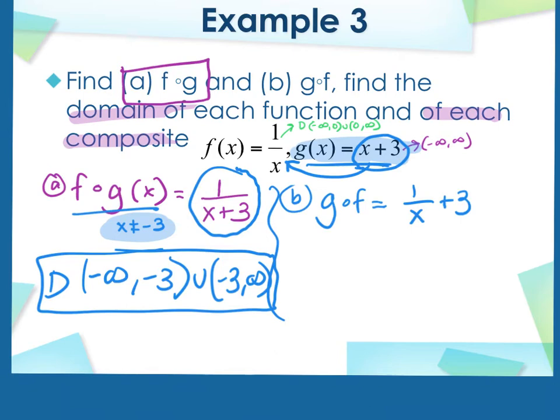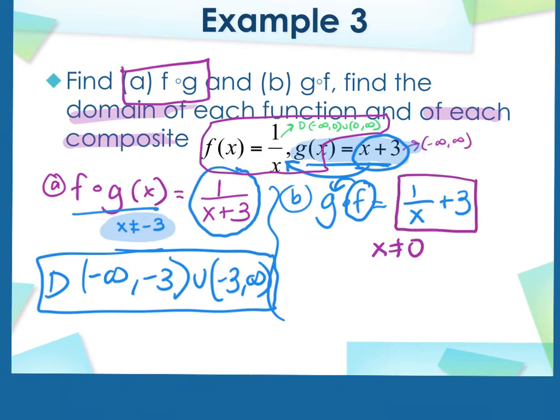Now look at b. We took f and plugged it into g. So I have to look back at the f of x and say, was there a domain restriction? The answer is yes. X could not equal 0 from the get-go. Now I have to look at my new composite function and say, is there a new restriction? There's not, it's the same. So then the domain of this is negative infinity to 0, union 0 to positive infinity.